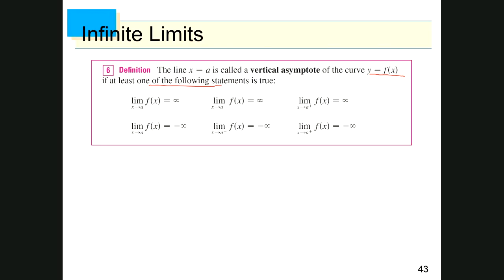All right. So if I give you a limit and your answer is infinity or minus infinity, then I say, what can you tell me at x equals a? You tell me that is actually a vertical asymptote.